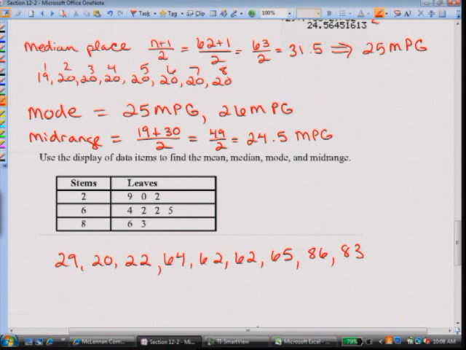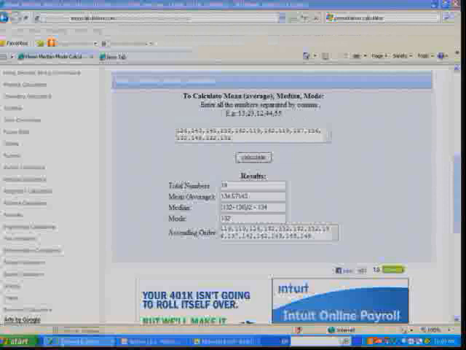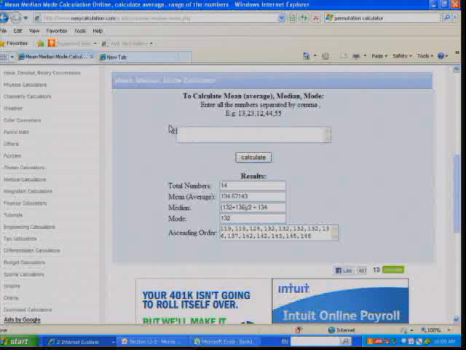So I'm going to go to the fun website. It went to sleep. Is it there now? Okay. So if I go to my fun website, I can clear this out and put in some new data. So 29, 20, 22, 64, 62, 62, 65, 86, and 83. And then I go to calculate.